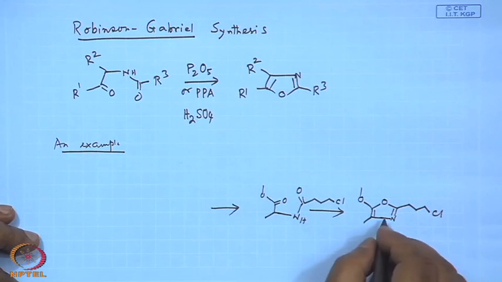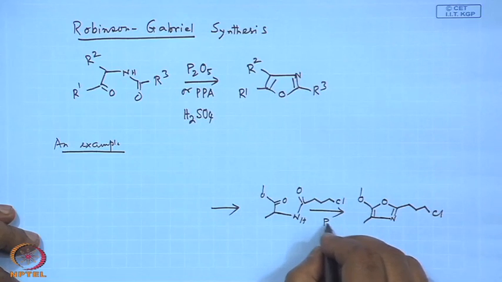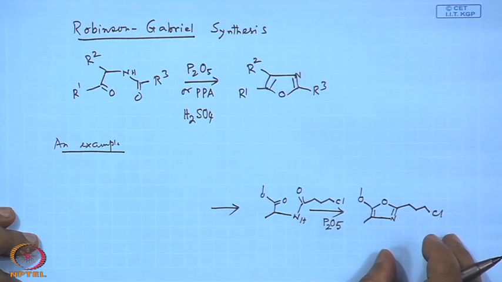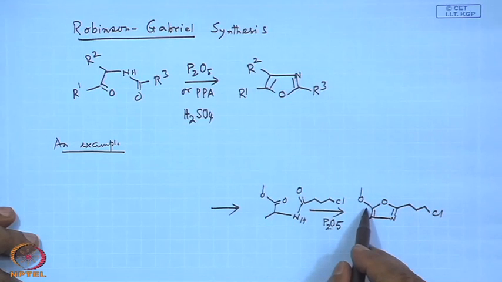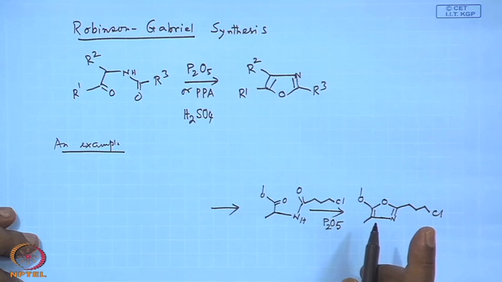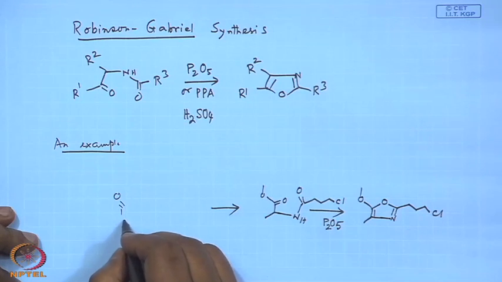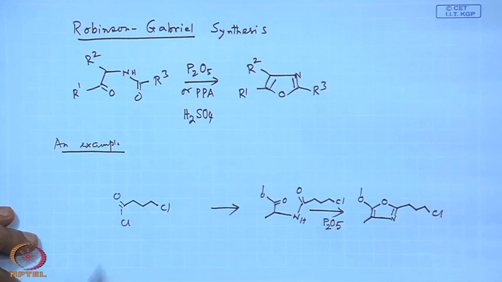This one proceeds through the Robinson-Gabriel synthesis. You just put phosphorus pentoxide, and that would give you this one. Instead of the R, you can accommodate OMe, that is the advantage. If you now break open, you will find something like this. It is a chloroacid chloride. All of us know that between the two chlorines, one is more reactive than the other. Which one? The one attached to the carbonyl, so the acid chloride is more reactive.